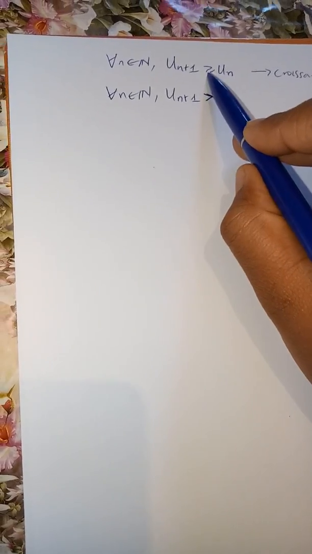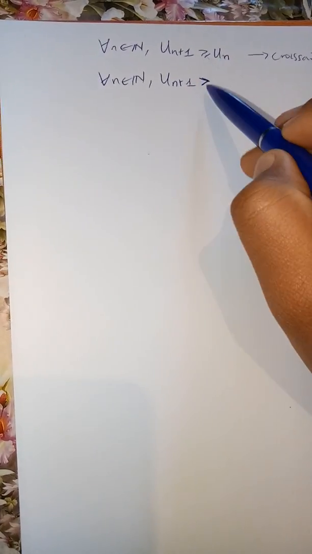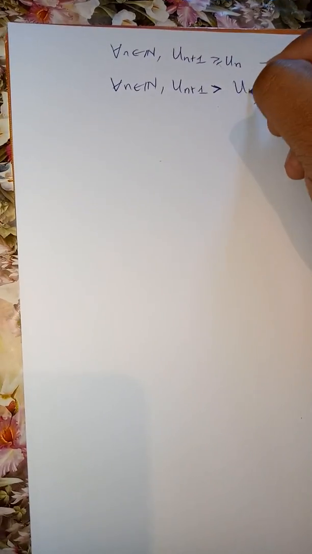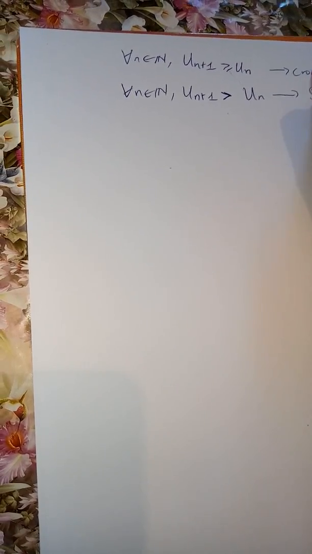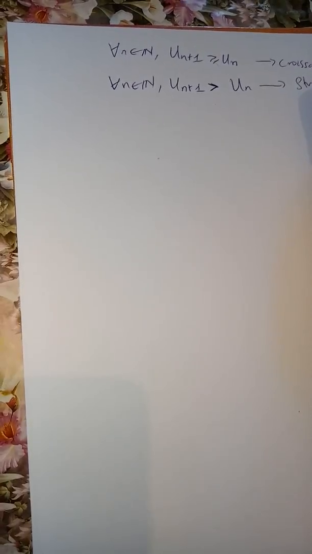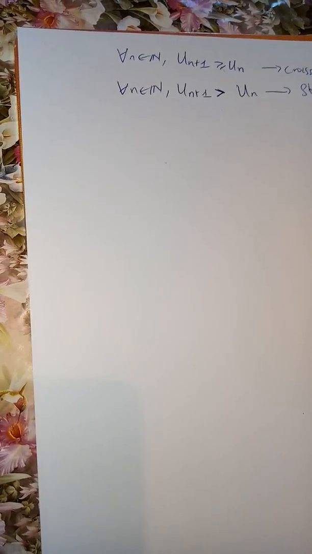Croissante. Now when we say a suite is strictement croissante, what we're trying to say is that pour tout n appartient à N, un plus 1 est strictement supérieur à un. You can see the difference. This is superior or equal, greater than or equal to, where this one is strictement supérieur à un. This is when the suite is said to be strictement croissante.